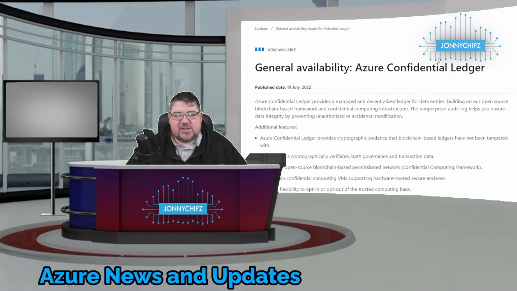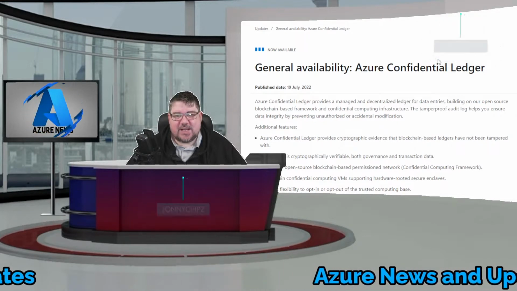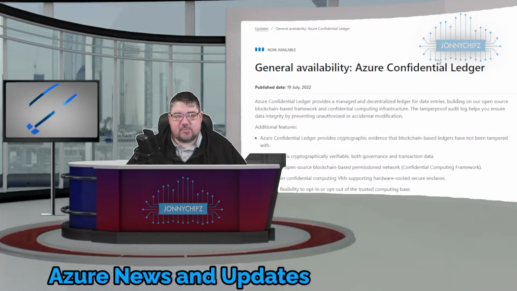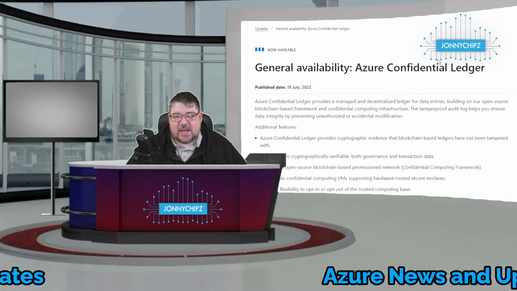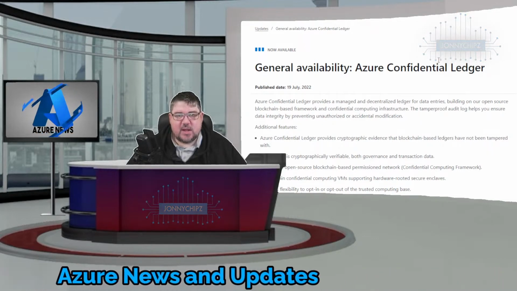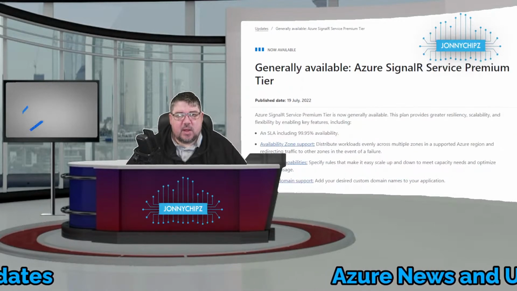GA, Azure Confidential Ledger. So it provides a managed and decentralized ledger for data entries, building on the open source blockchain-based framework and confidential compute infrastructure. The tamper-proof audit log helps ensure data integrity by preventing unauthorized or accidental modification.